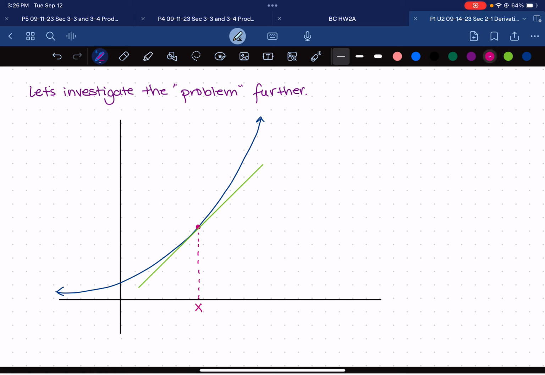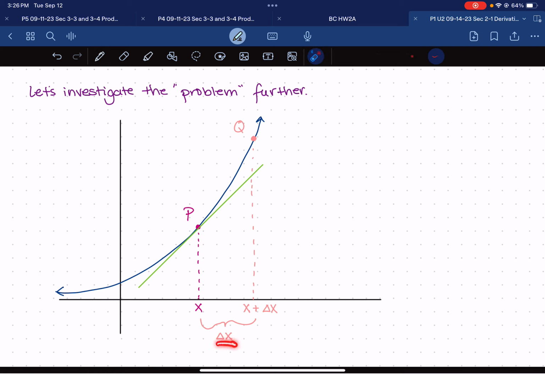Now I'm going to call this point P on the curve. And I'm going to take another point somewhere else on the curve. I'll call that point Q. And point Q, let's try to make that a little more straight. When I look at its x-coordinate, I'm going to call this x-coordinate x plus delta x. The distance between x and x plus delta x is delta x.